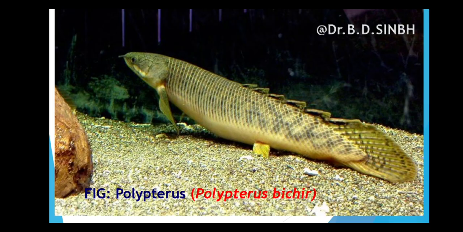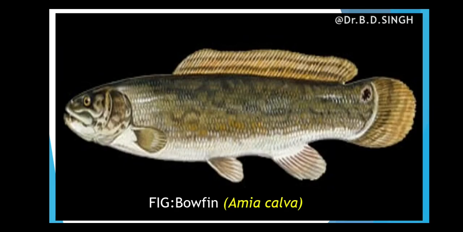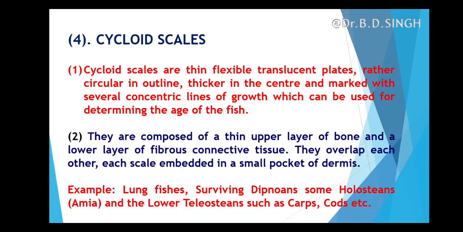You can see the structure of Polypterus. You can see the bowfin, Amia calva. Then after, I discuss the cycloid scales.